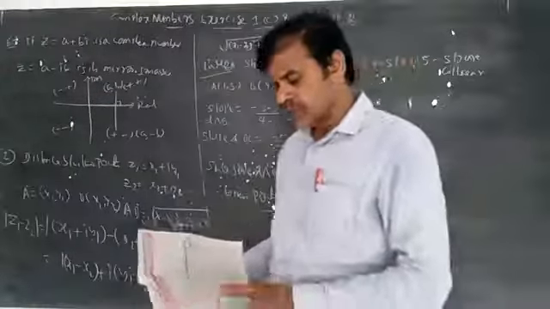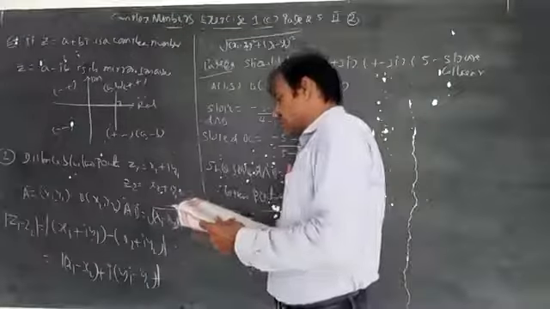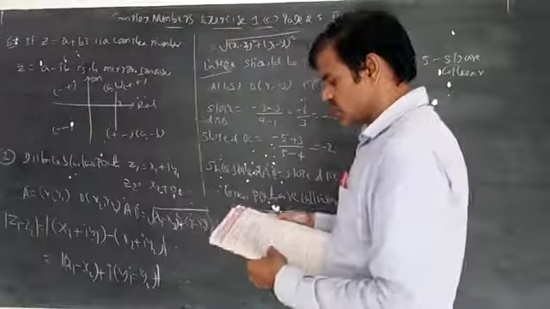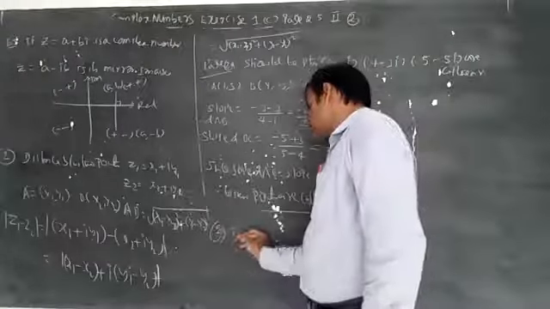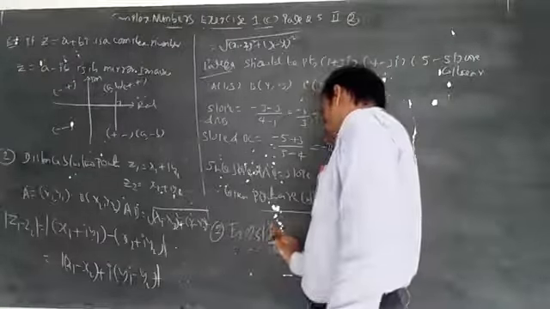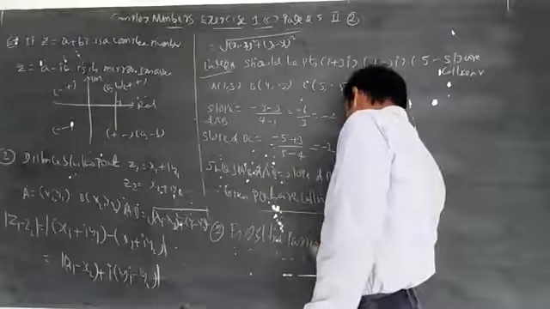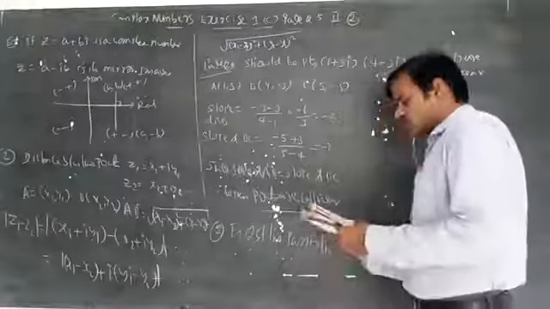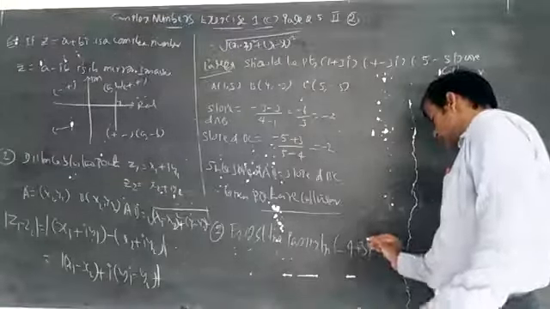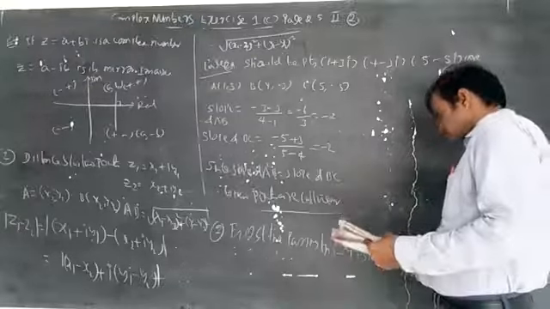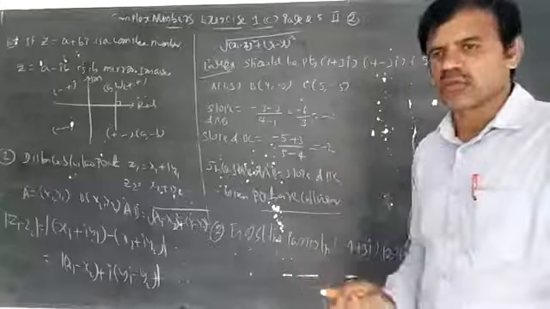Second one, find the equation of straight line joining the points represented by -4 + 3i and 2 - 3i. Equation of straight line passing through -4 + 3i and 2 - 3i in the Argand plane.